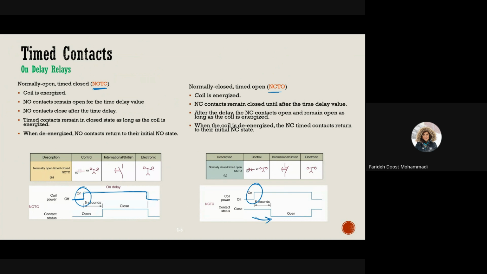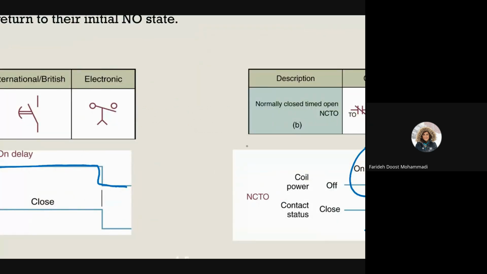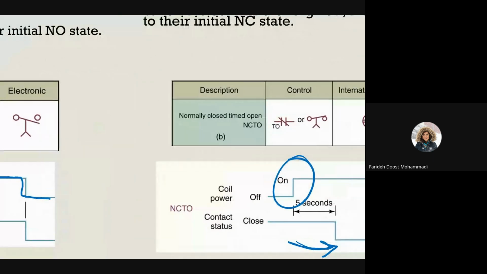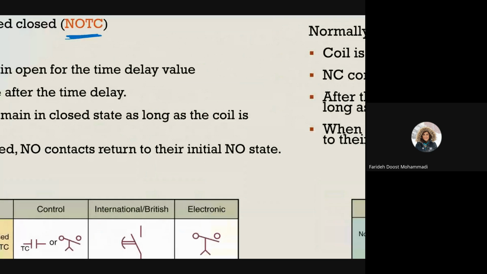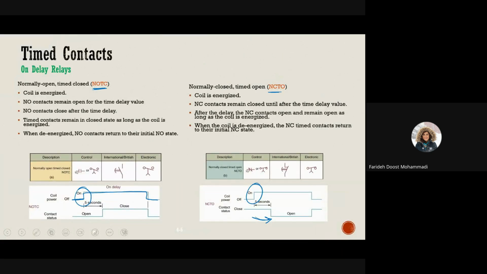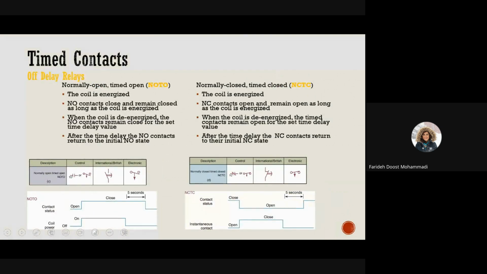The other scenario that we have is going to be off delay. So off delay is going to work in the opposite way. Here I'm going to draw it because it's going to be easier. So let's assume that this is the coil.